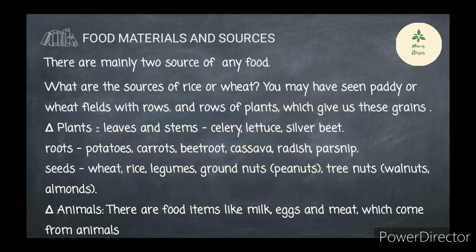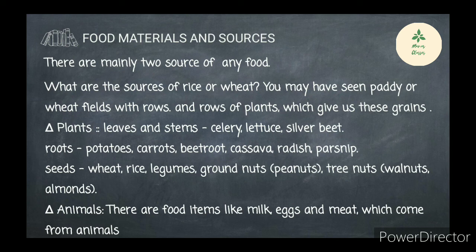Leaves and stem. In a plant there are leaves and stem: celery, lettuce, silver beet. The root: potatoes, carrot, beetroot, cassava, radish. And the seed: wheat, rice, and many of them grains. Just go through this. If they ask a question like give the food names of different parts of a plant, you have to write this.